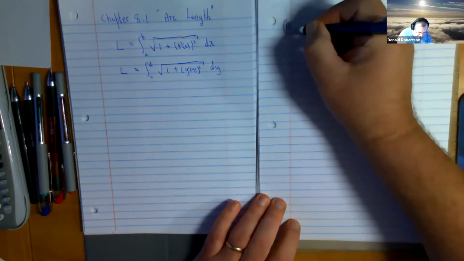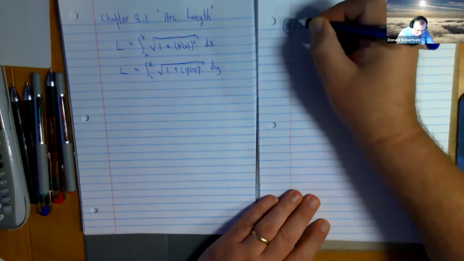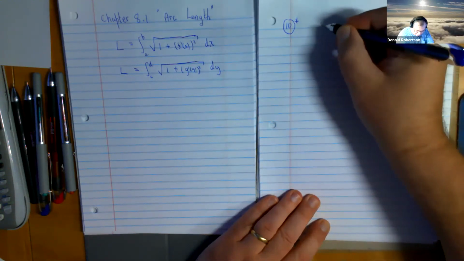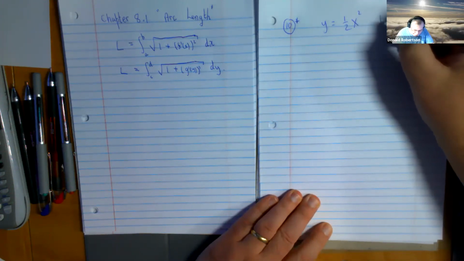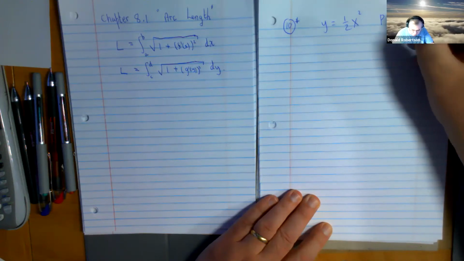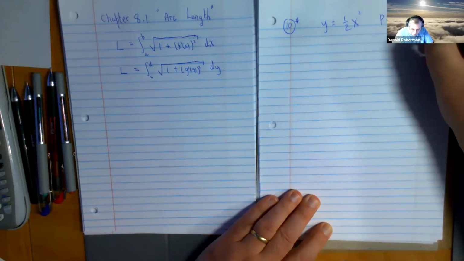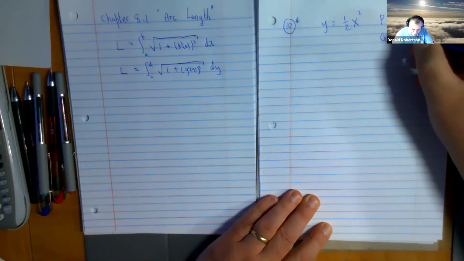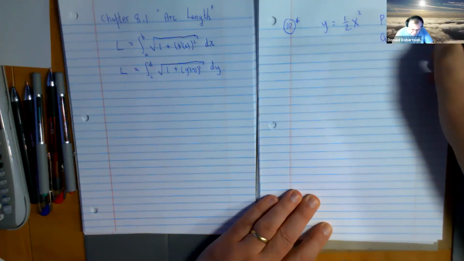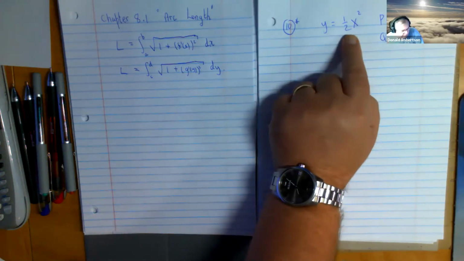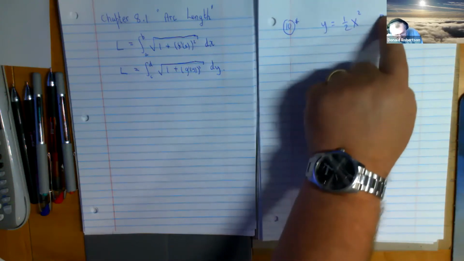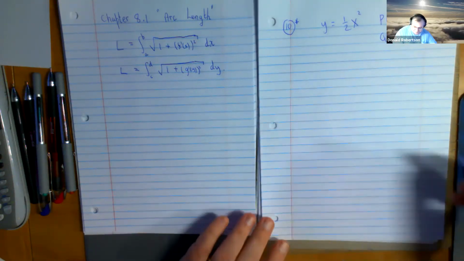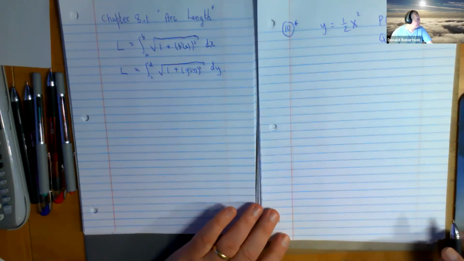Okay, so what are the finishing-off things that I believe we need to look at? And this is a version of question 10. I'm not going to do the whole question. I just want to show you what they're getting at. In question 10, they say, find the arc length of this curve from the point P to the point Q.